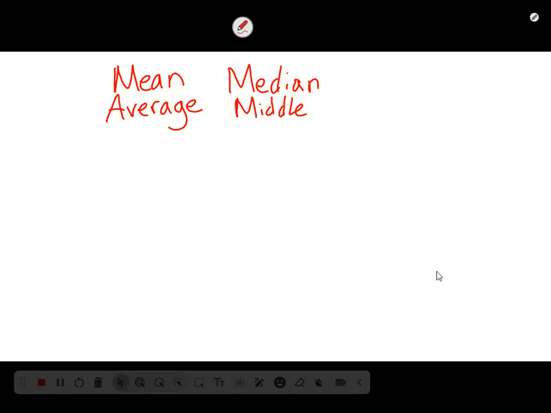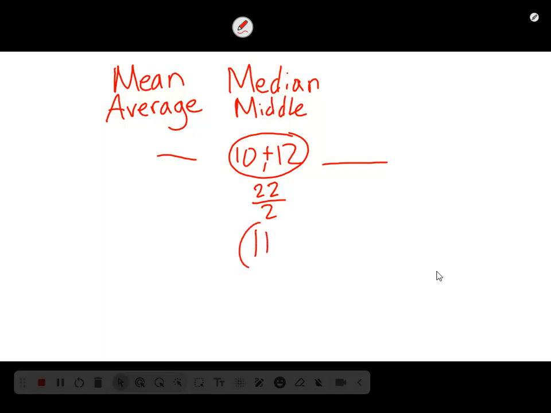So if we had 10 and 12 in the middle of that data set, you add those two numbers up and you divide it by 2 because there are two numbers there. So our median would be 11. If you put 10 and 12, it would be wrong because you cannot have two numbers as a median. If you have an even number in your data set, it'll look like you have two numbers in the middle, but you have to do the math to make it just one number. You have to find the average of those two.